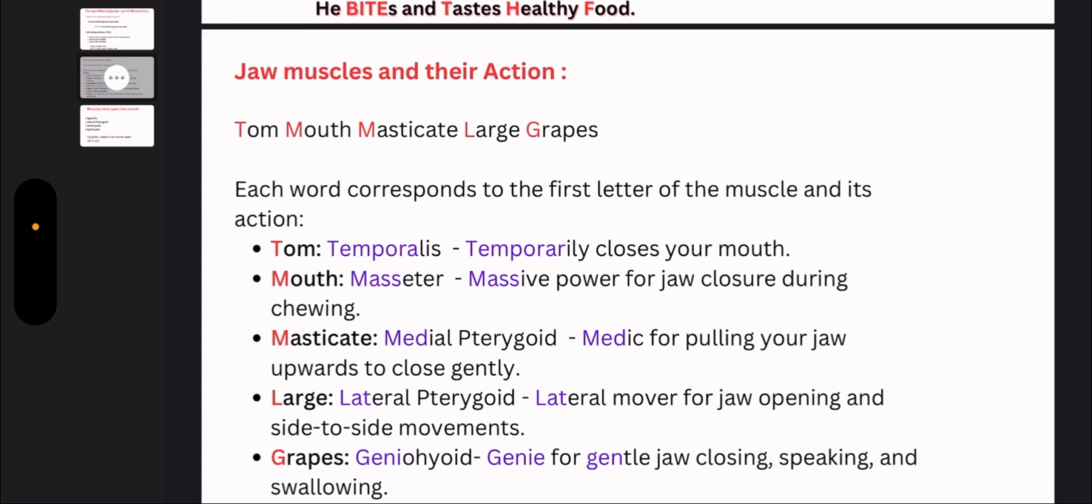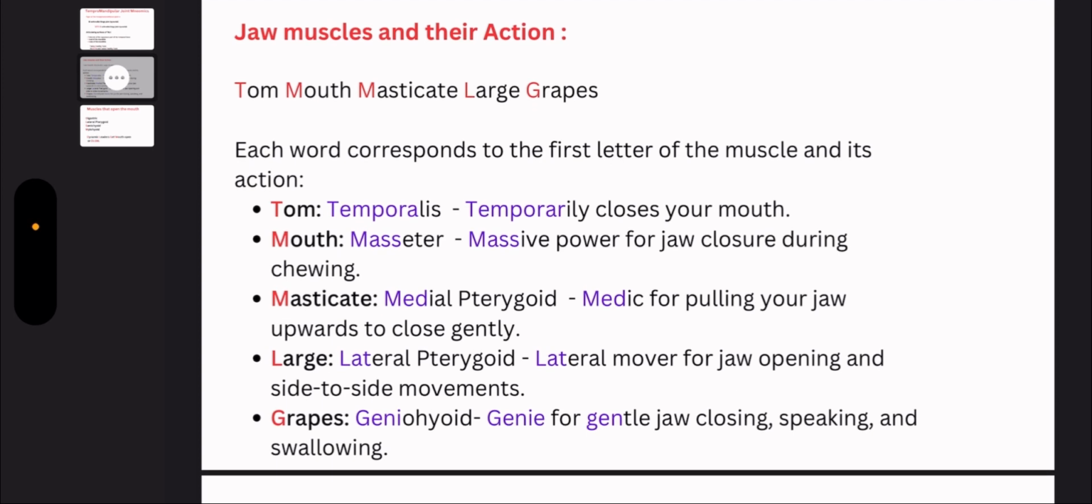Okay, jaw muscles and their actions. You can remember them by remembering Tom mouse masticate large grapes. Tom mouse masticate large grapes. Each word corresponds to the first letter of the muscle and its action. The word Tom corresponds to temporalis.